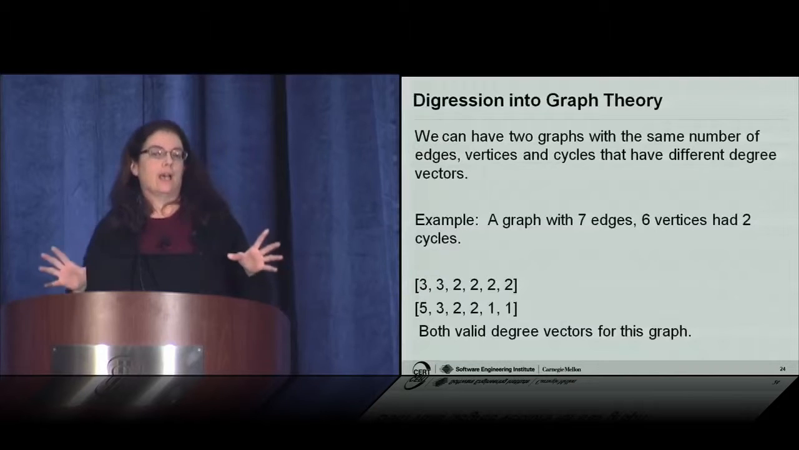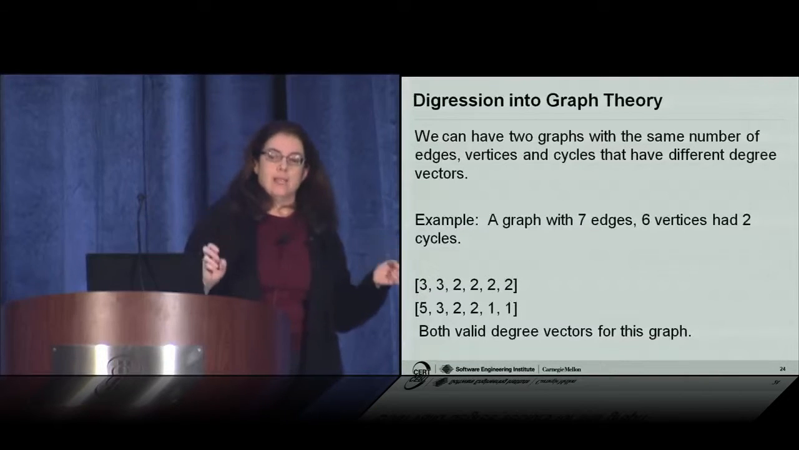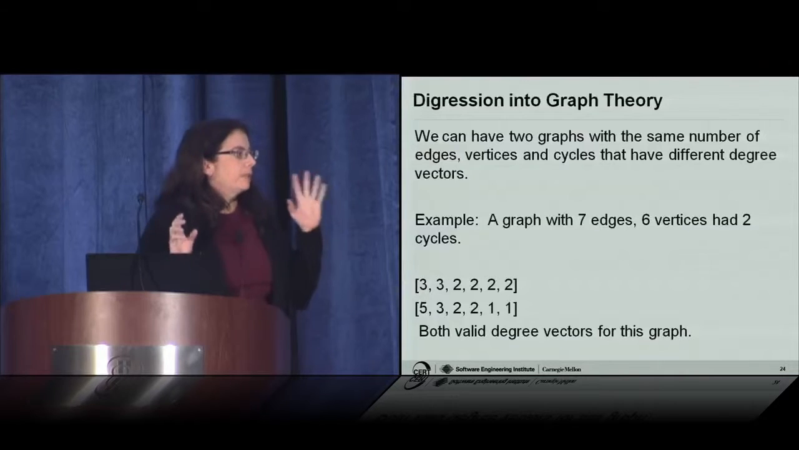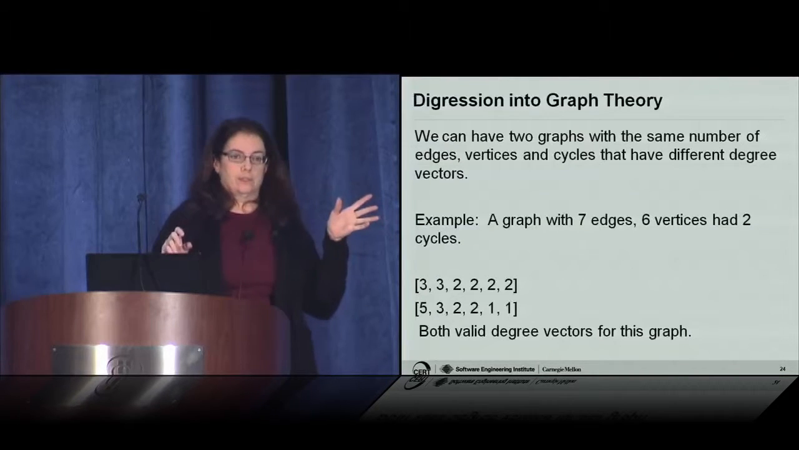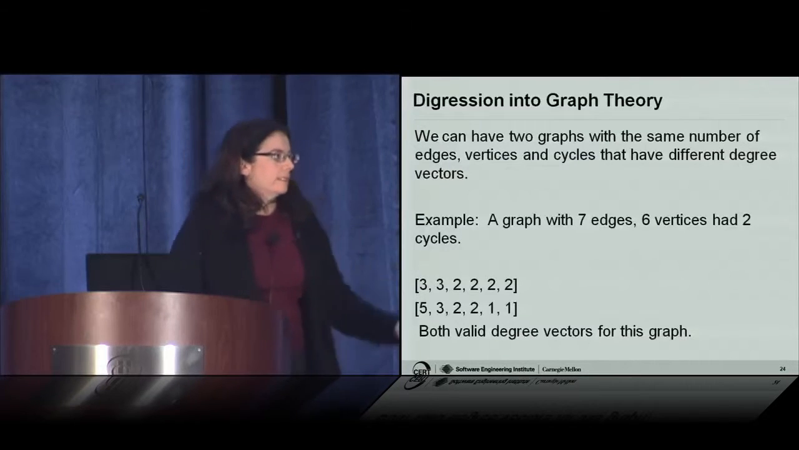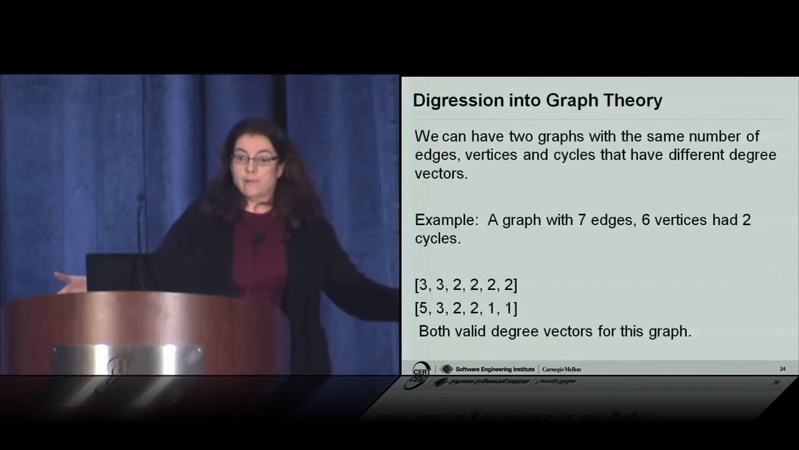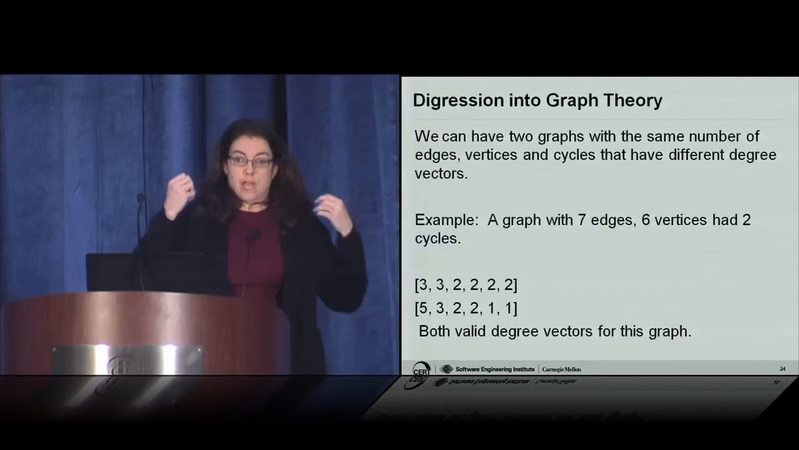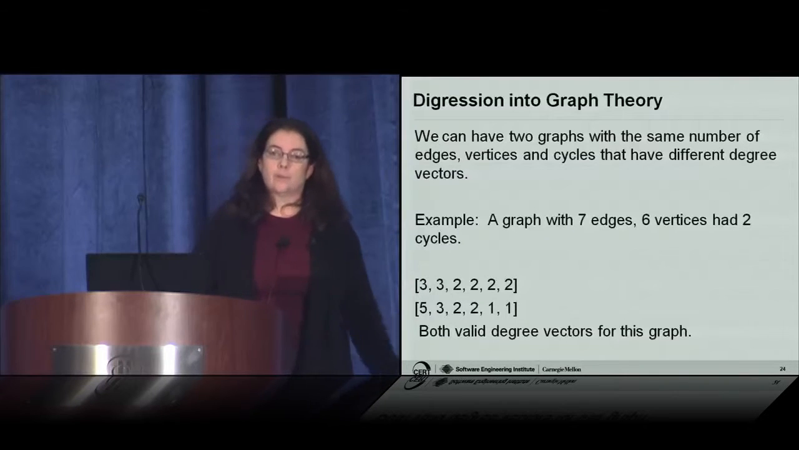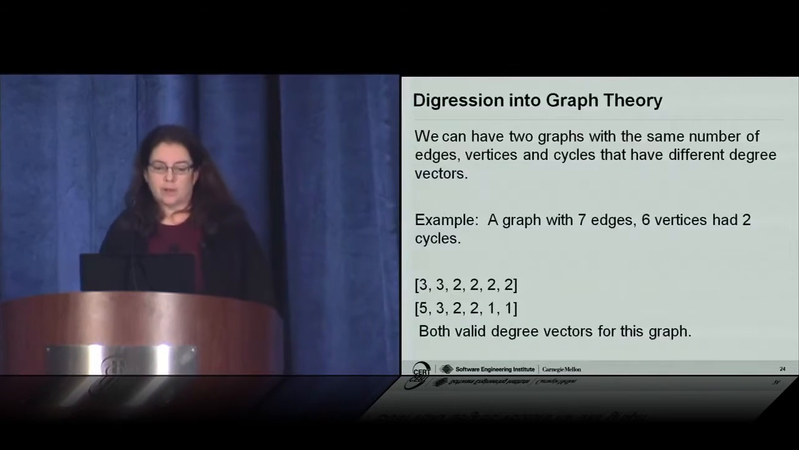So you can have 2 graphs that have the same number of edges, vertices, and cycles, and still have completely different degree vectors. This is part of what makes graph isomorphism such a hard problem, because you would think this is a small graph. It's a really small graph. You would think there's not too many ways to put it together. Well, no, there's 2 ways to do it right there, so these are non-isomorphic graphs, even though they seem very similar at the outset.